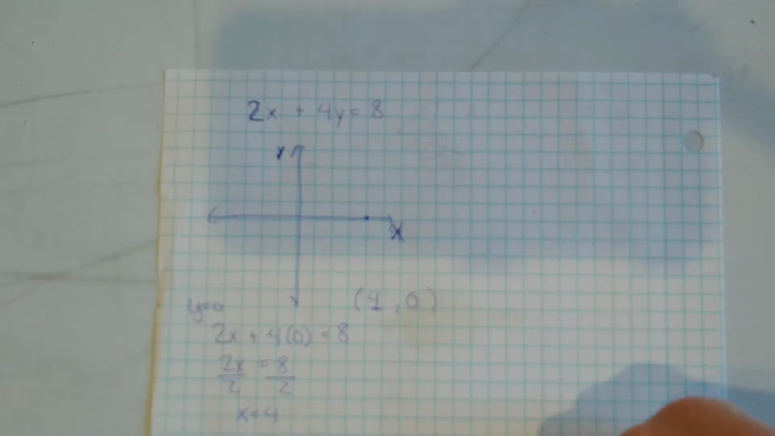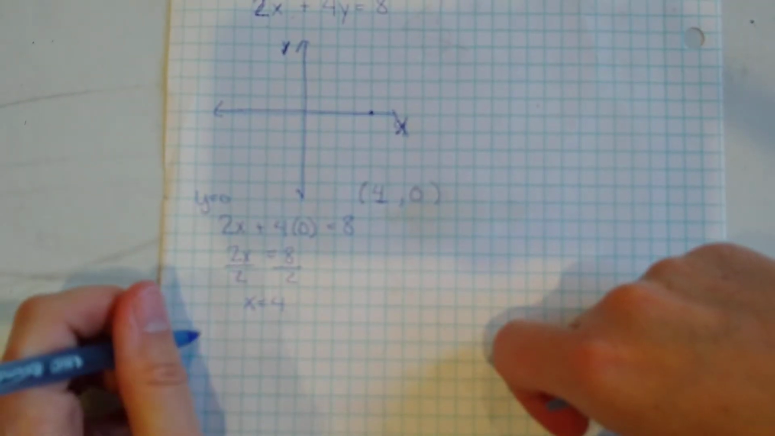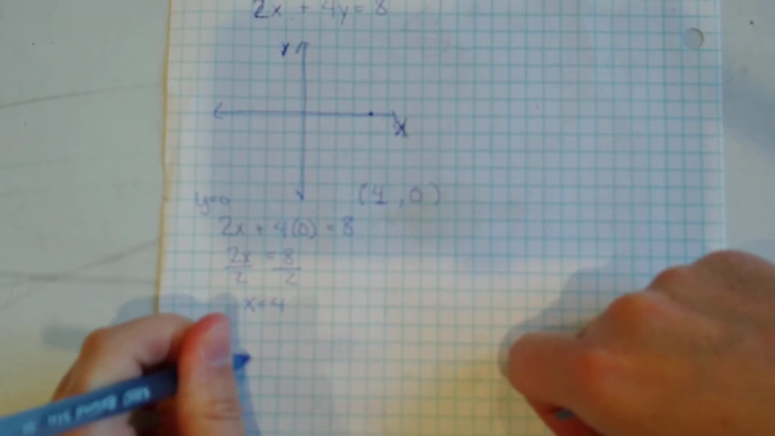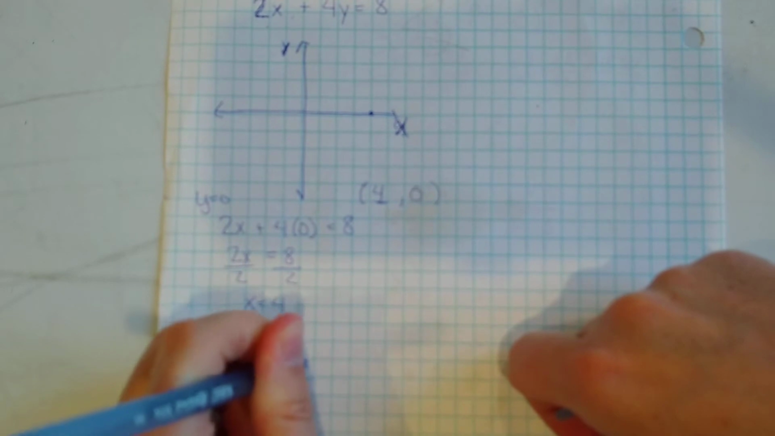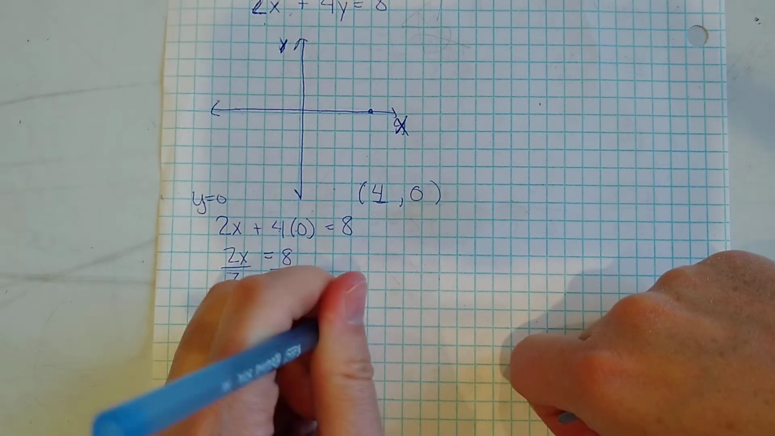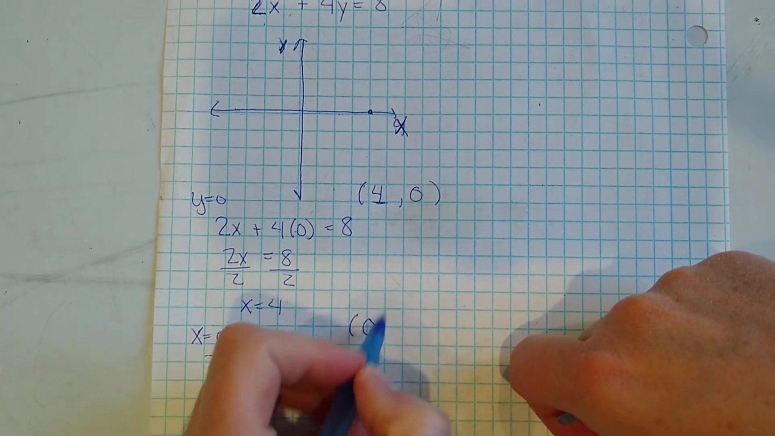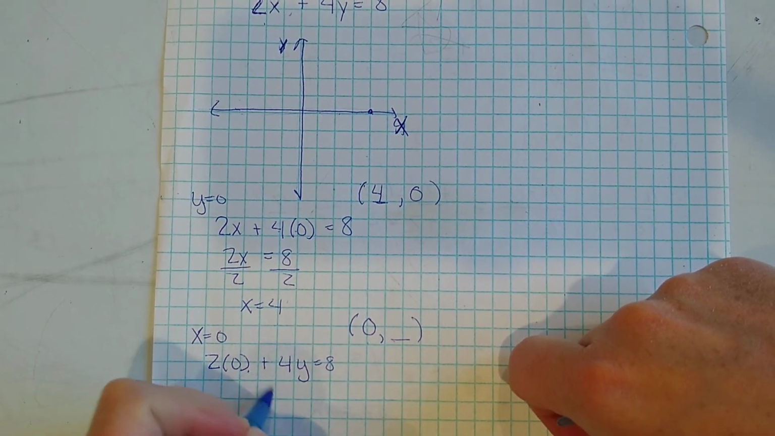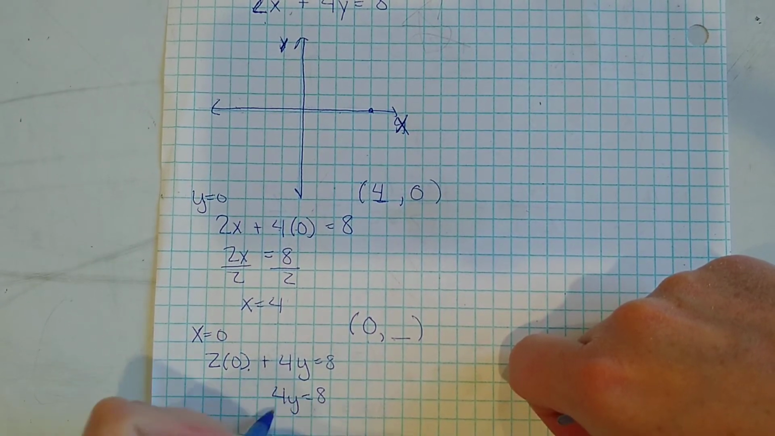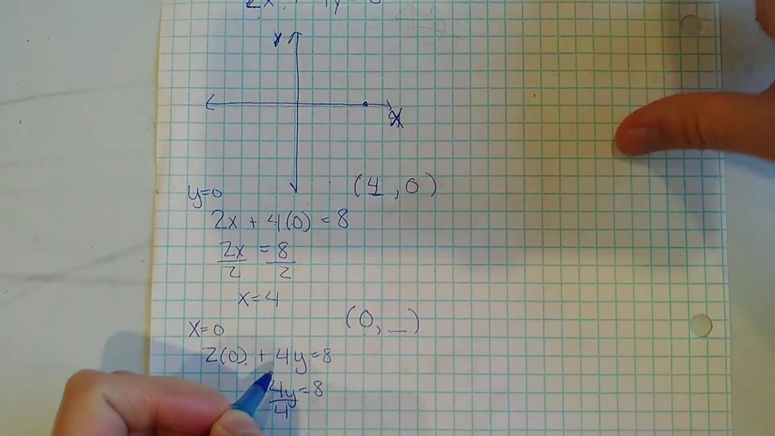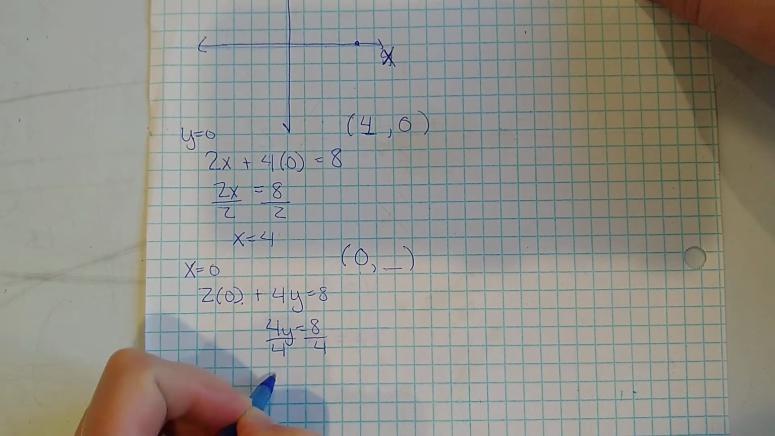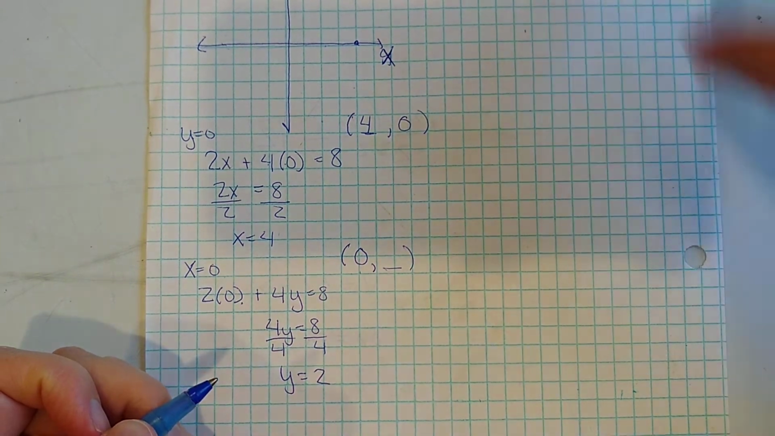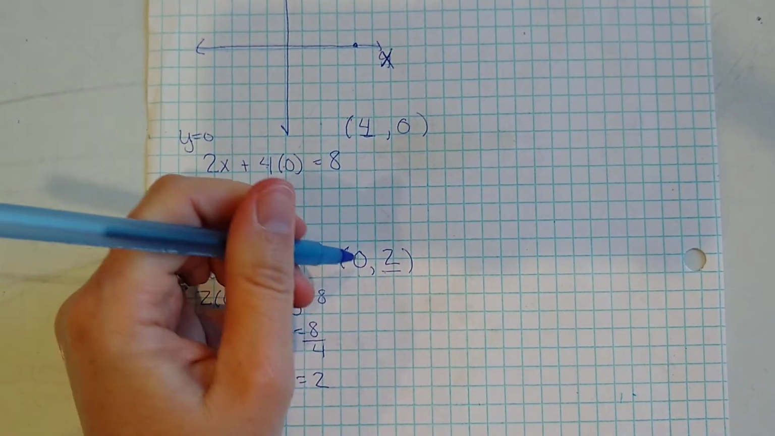And then I can find another point by substituting 0 in for x. 2 times 0 plus 4y equals 8. I'm going to get an ordered pair where 0 is in the x spot, and I'm looking for that y. So this is going to be 0, and I get 4y equals 8. Divide by 4 on both sides, and I get y is equal to 2. So my ordered pair is 0, 2.